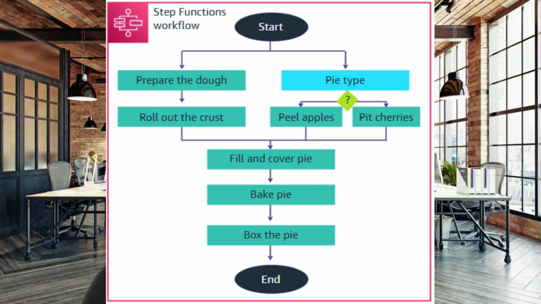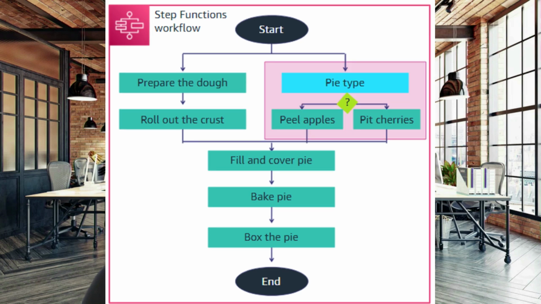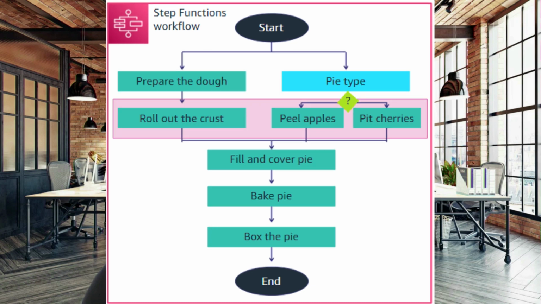Choice rules determine what the state machine will do next. In this example, the choice state is called pie type, and the rules will direct the flow to either peel apples or pit cherries as the next step. You can also specify a default option so that a path exists if the data doesn't match one of the rules. Parallel states start their branches as quickly as possible. Parallel states wait until all branches stop or complete.